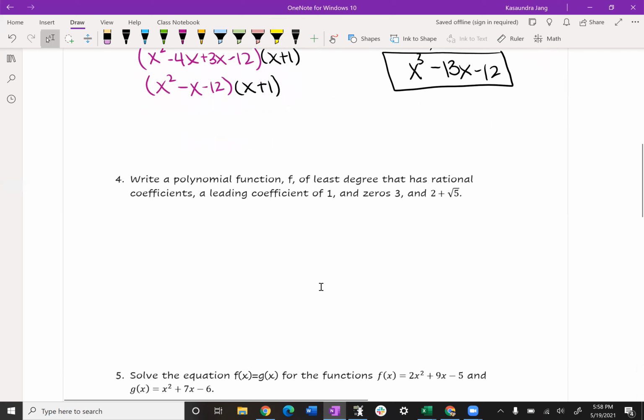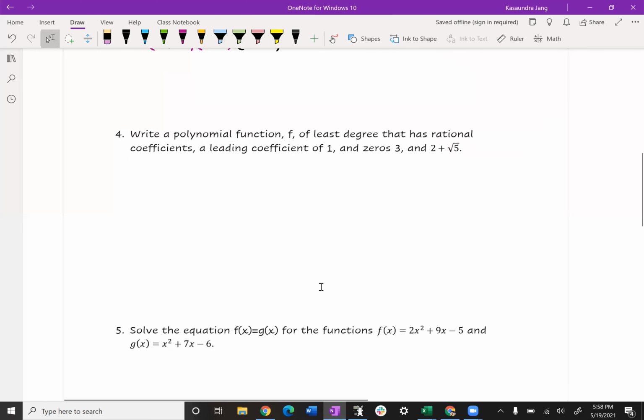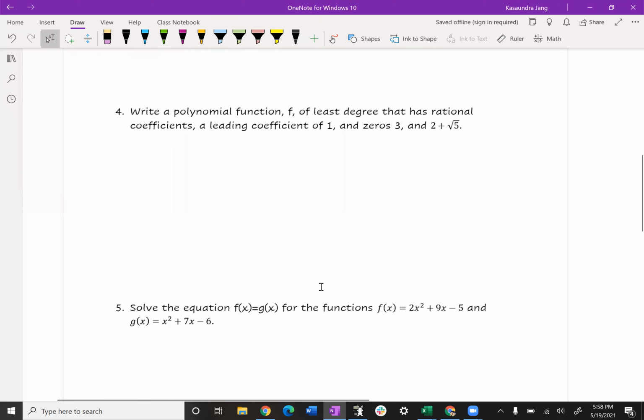And on number 4, write a polynomial function f of, again, least degree that has rational coefficients, a leading coefficient of 1, and zeros are 3 and 2 plus root 5. Now, in this case, because you have to have rational coefficients, this root 5 is not rational. It's telling me that I need to have its conjugate as another 0. So currently I have a 0 of 3, a 2 plus root 5, and I have to add another 0 of 2 minus root 5. Okay, so let's do like we did up here.